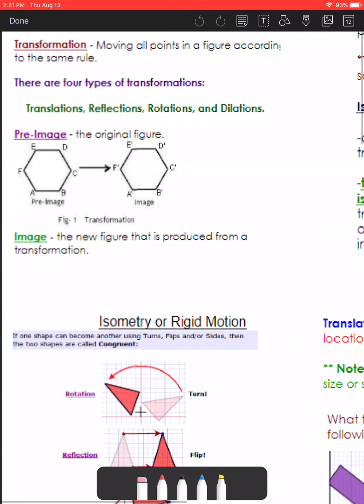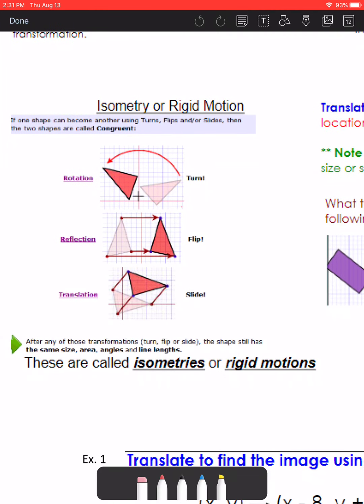All right, so let's look over here. An isometry or rigid motion. If one shape can become another using turns, flips, and or slides, then the 2 shapes are called congruent. What we see here in this first little graph is a rotation occurring. Our pre-image is the light pink triangle, and our image is the red. And what we see is what we call a counterclockwise rotation. Notice the size and the shape of the figure did not change. The only thing that changed was its location.